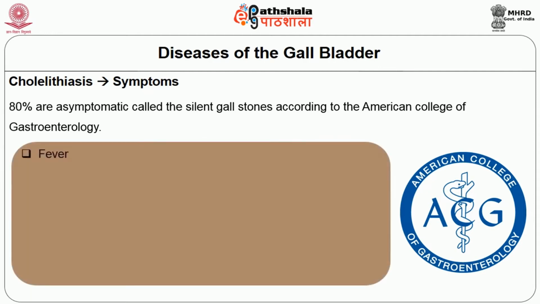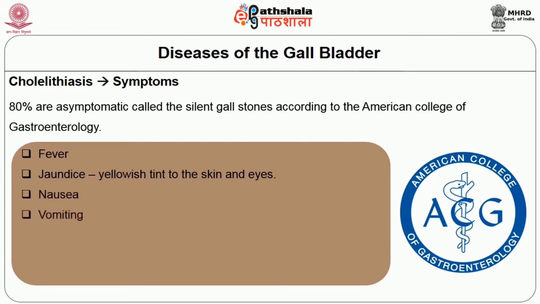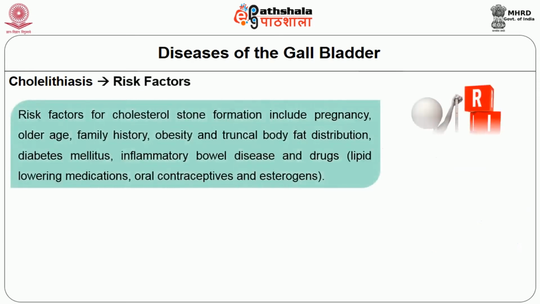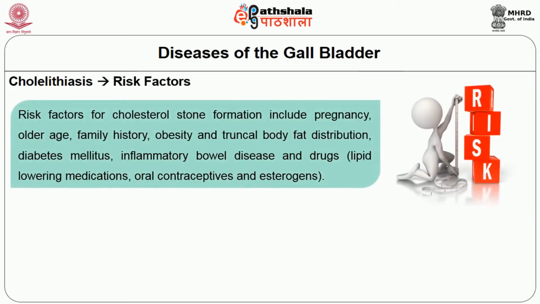The next symptoms are fever, then jaundice with yellowish tint to the skin and eyes, nausea, vomiting, clay-colored stools, digestive problems including bloating, indigestion, heartburn and gas. The risk factors for cholesterol stone formation include pregnancy, older age, family history, obesity and truncal body fat distribution, diabetes mellitus, inflammatory bowel disease and drugs.